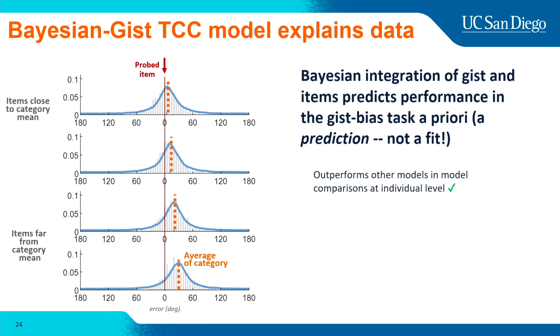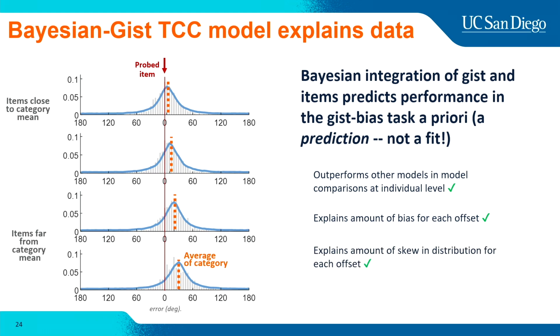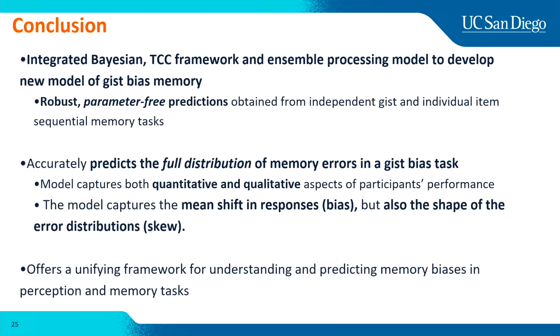Not only that, the model also consistently outperforms other models, such as the standard TCC model, in individual-level comparison. It also accurately predicts the amount of bias for each offset. Additionally, the model also captures the shape, specifically the skewness, for each offset.